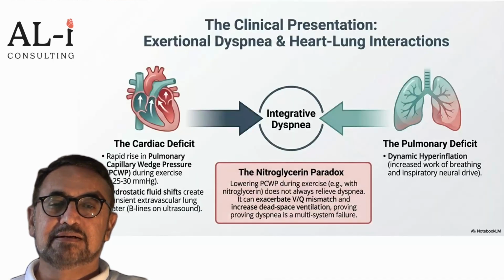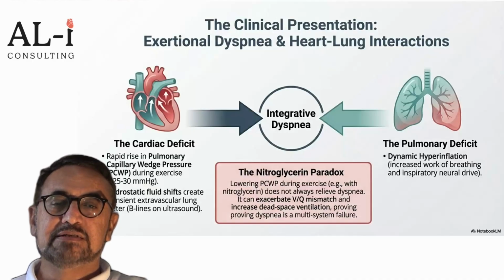The clinical presentation. Exertional dyspnea and heart-lung interactions. This is one of the most clinically important slides in this entire slide deck. Dyspnea in HFpEF is integrative. On the cardiac side, exercise produces a rapid rise in pulmonary capillary wedge pressure, often into a clearly abnormal range. That pressure rise promotes hydrostatic fluid shifts and transient extravascular lung water, which is why B lines can appear with exertion. But the lungs also contribute.